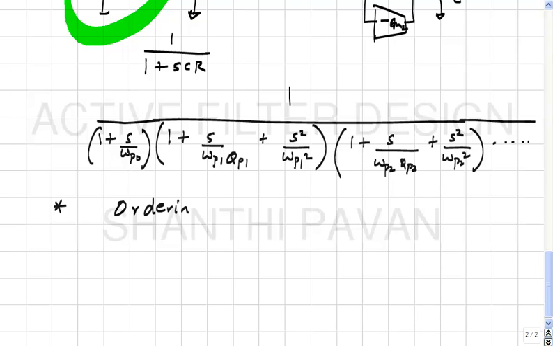Ordering of the biquads. Okay, so it's not as simple as, okay, I will realize it as a cascade of biquads. A natural question which comes up is: is there some specific choice of ordering which is more advantageous than the others, or does it really not matter?